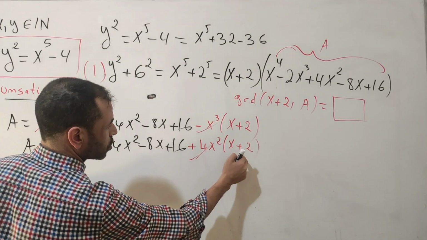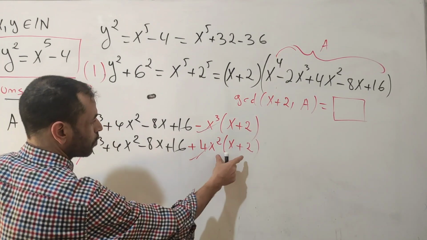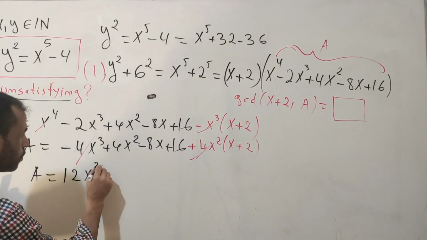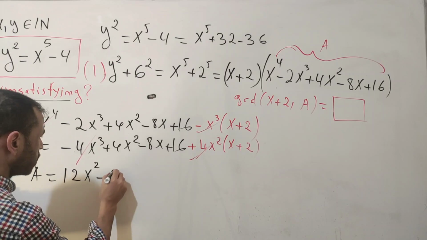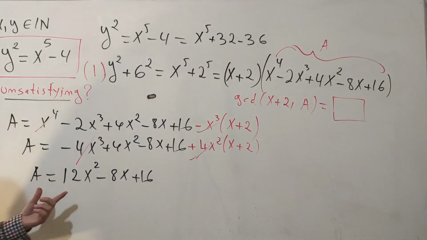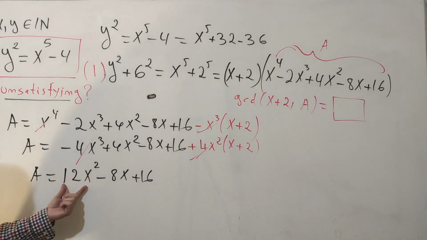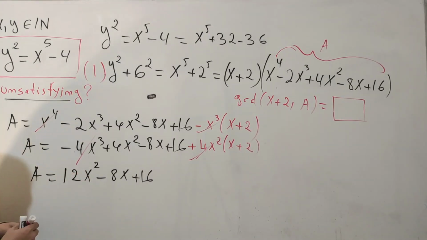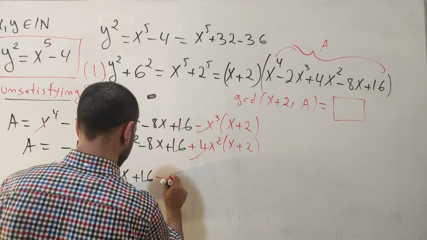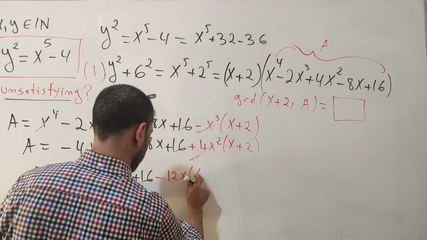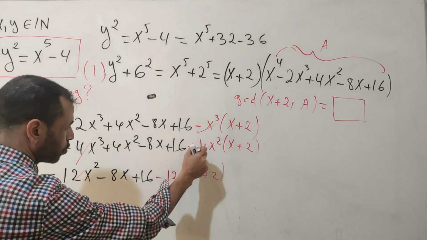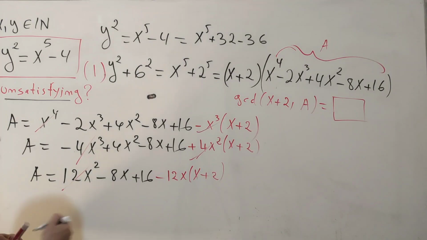With this 4x, I get 4x squared plus 8x squared, which is 12x squared minus 8x plus 16. So I keep doing the same thing. This time I'm going to get rid of this one by subtracting the multiple of x plus 2. So I get minus 12x factor x plus 2. Also this one will be cancelled out with this one.